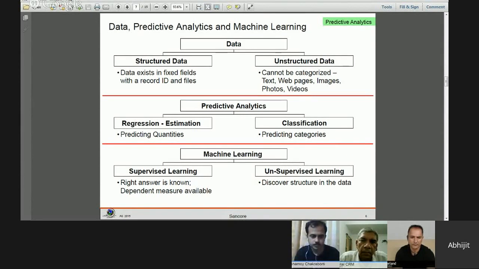So you have supervised learning, where you know your right answer, so your dependent measure is available, and you want to find out what predicts that right answer: what predicts sales, what predicts machine failures, what predicts churn, etc. And then you have unsupervised learning, where you want to discover structure in the data. You have lots of data, but you want to find out which segments of consumers think and act and behave together. There is no real answer out there, but it still requires some kind of data analysis. And unsupervised learning is somewhat allied with classification, but that's not always true.